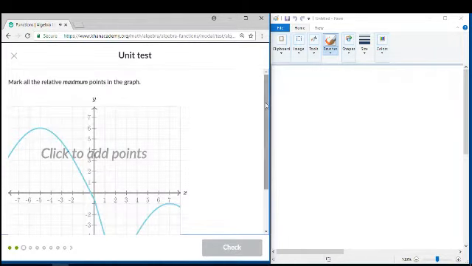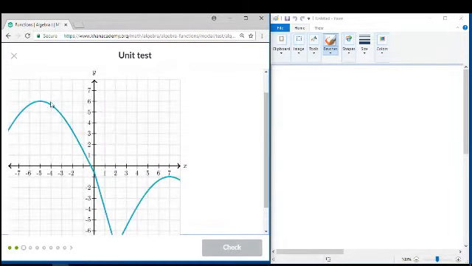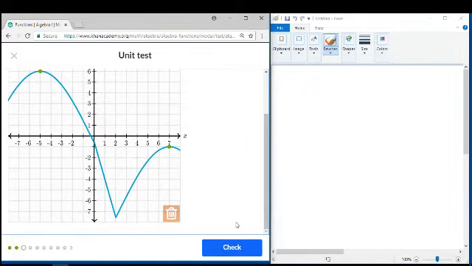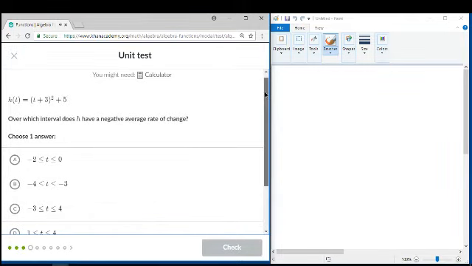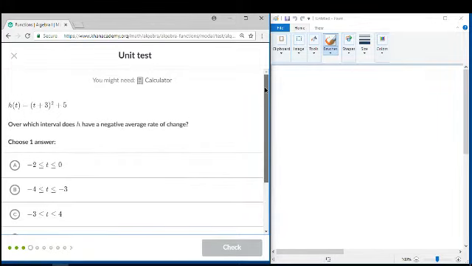All right, relative maximum points. This is just being able to see it. Relative maximum points are in those 2 spots. Next, h of t equals negative t plus 3 squared plus 5. On which interval does h have a negative rate of change?